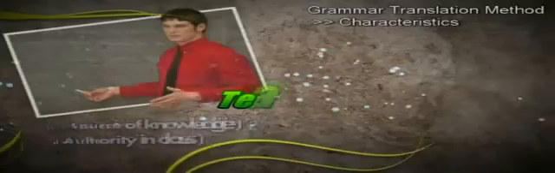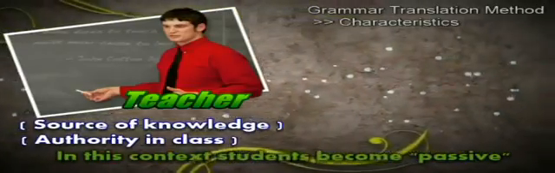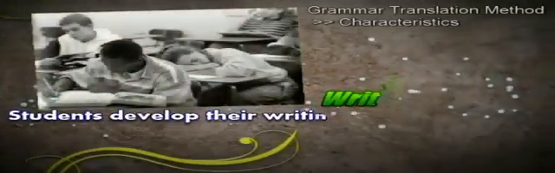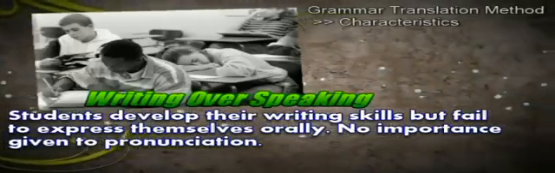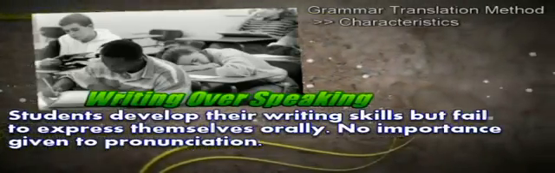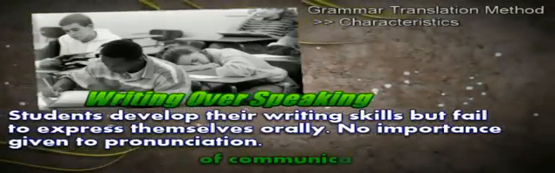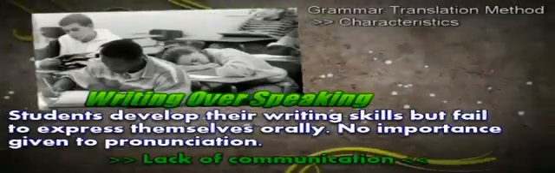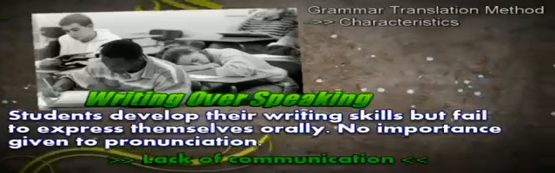Characteristics. Here again, the teacher is considered as the source of knowledge and the authority in class, so the students become passive to the teacher and there is no exchange between them. In terms of writing and speaking, if we practice a GTM method in class, there will be a lack of communication, a lack of expressions, a lack of conversation. That's because the teacher is expecting only right answers done on paper, and it does not matter for him how students pronounce words and sentences.